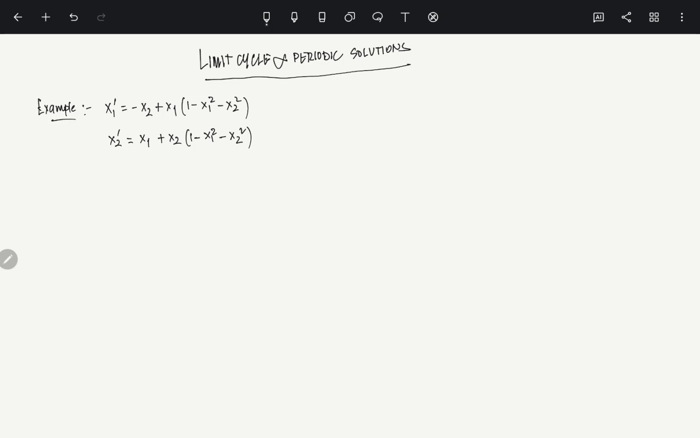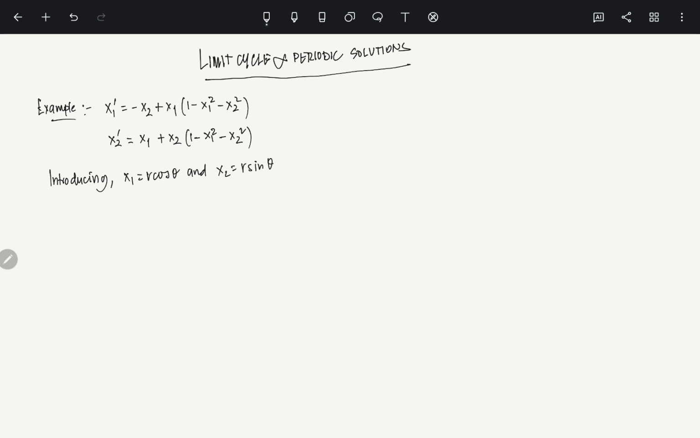This is a very particular type of nonlinear equation which is actually easy to solve. Since the x1 square plus x2 square term is there, that gives you the idea that we can introduce polar coordinates, r and theta. So, introducing the polar coordinates, how do we do it? We write x1 equals r cosine theta and x2 equals r sine theta.